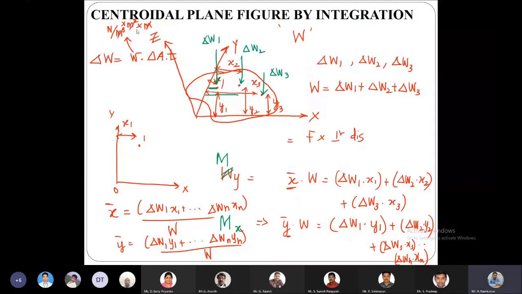Next, when we replace W with the same weight density into the area of the entire object into the thickness, again the weight density is in Newton per meter cube into meter square into meter. So again we get Newton on both sides, and we can say that it is dimensionally homogeneous, or dimensionally it is right. For finding the centroid, we have to use the same formula.